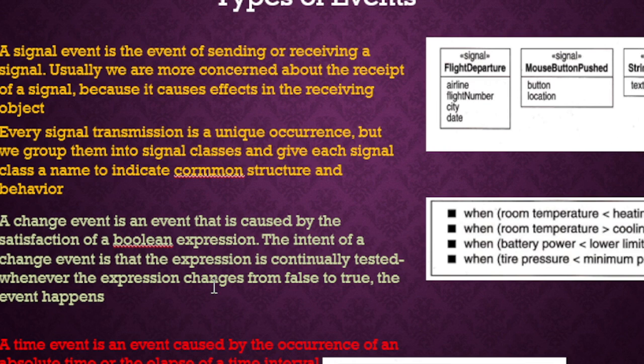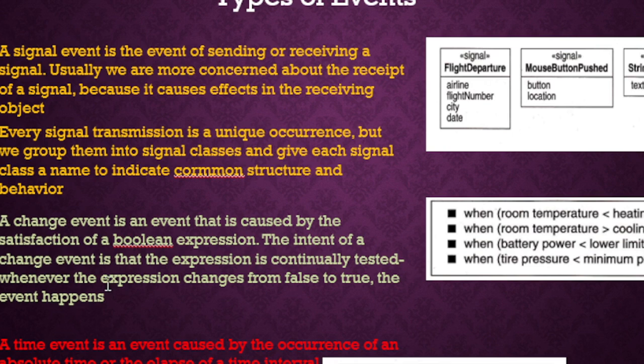A second type of event which we normally deal with is called a change event. A change event is an event that is caused by the satisfaction of a Boolean expression. So it means that we're talking about a certain condition, a Boolean expression, which activates when it is true or stops when it is false. So it is based on a true and false scenario.